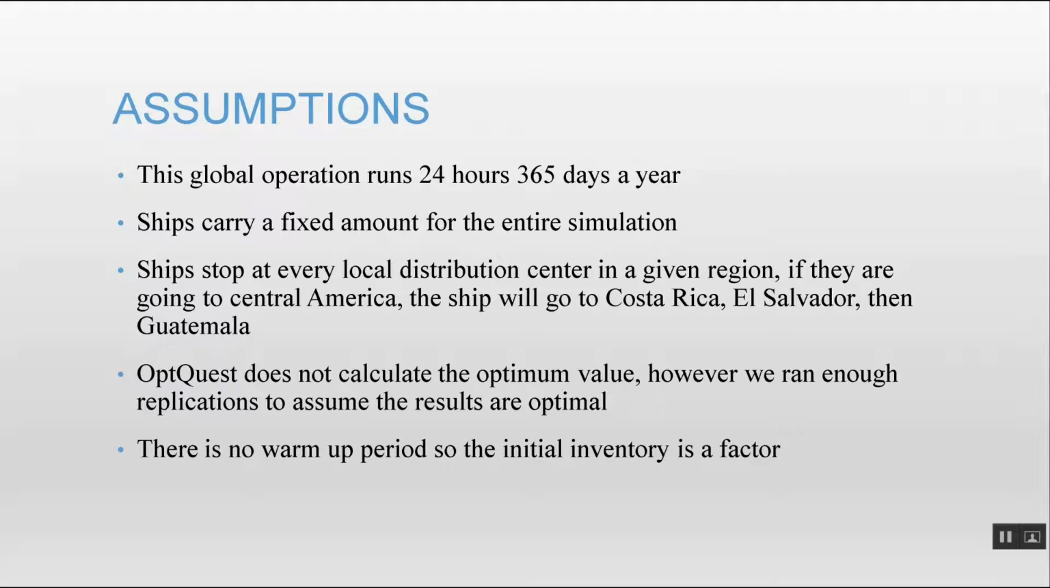Results will be based off a simulation run 24 hours a day for 365 days a year. Ships carry a fixed amount for the entire simulation. Ships stop at every local distribution center in a given region. For example, if they are going to Central America, the ship will go to Costa Rica, El Salvador, and then finally stop at Guatemala. While making the model, we decided it would be much more realistic if a ship travels across the Pacific Ocean and stops at all countries in a region.